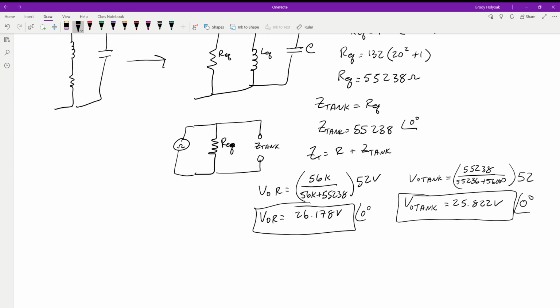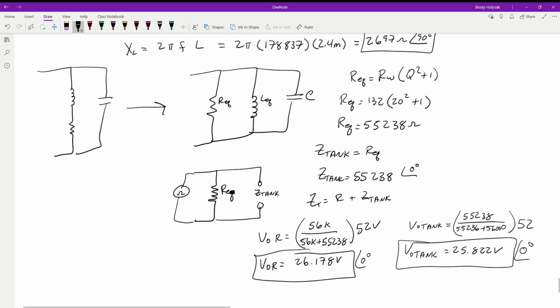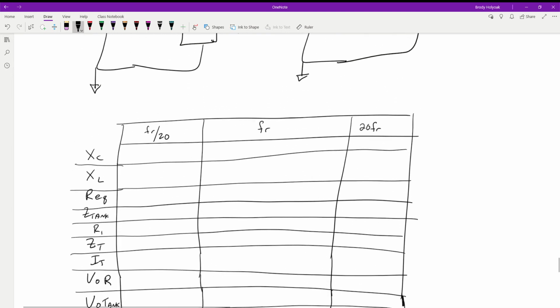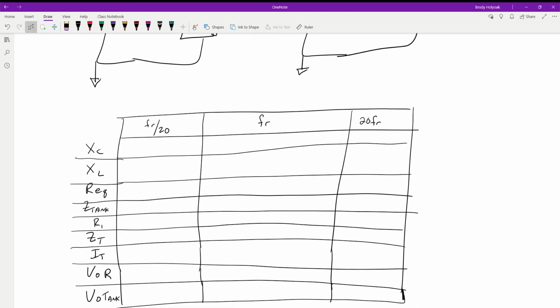So now that we have these values, let's go back up and plot them into our chart just so we can keep track of these. So when we have our resonant frequency, remember, at resonant frequency, X of C is equal to X of L. So those values are going to be the same. We calculated one, we don't have to calculate the other. So we got 2697. That's going to be at negative 90. We have 2697 at a positive 90.